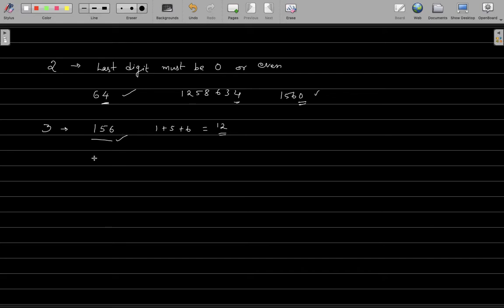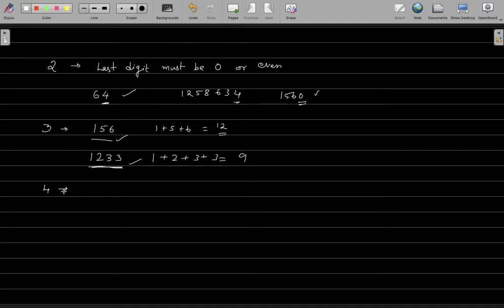Suppose I give you a number, say something like 1233. Now if I add these digits, 1 plus 2 plus 3 plus 3, what do you get? 3 and 3 is 6, this is 9. And because 9 is exactly divisible by 3, you can say that this number 1233 is divisible by 3. Right? Now let us see the divisibility test for 4.